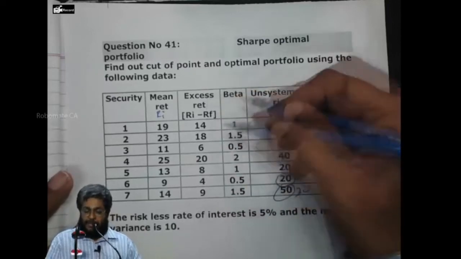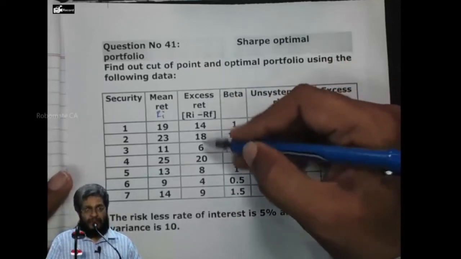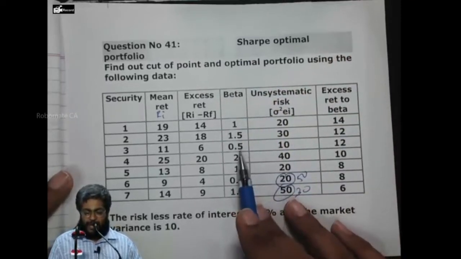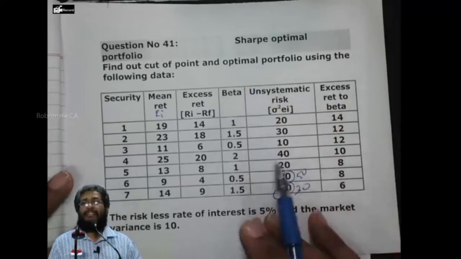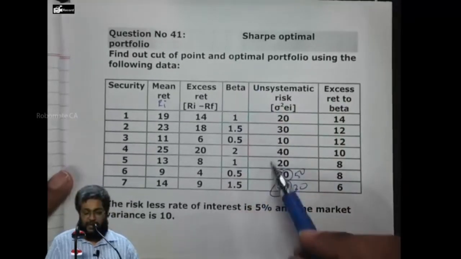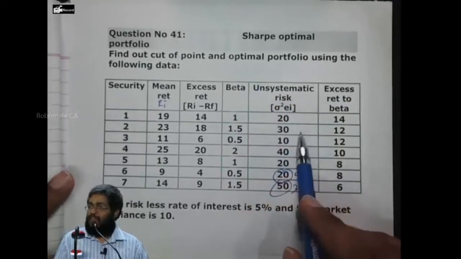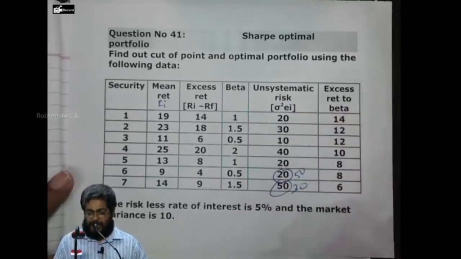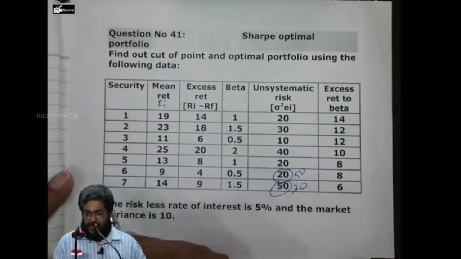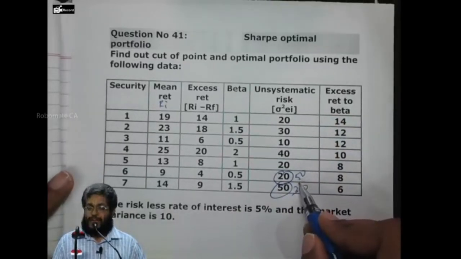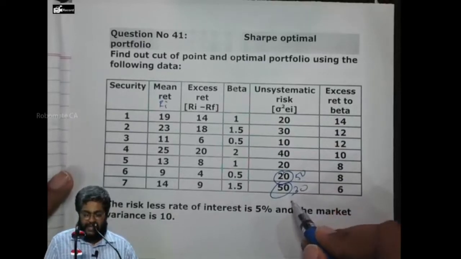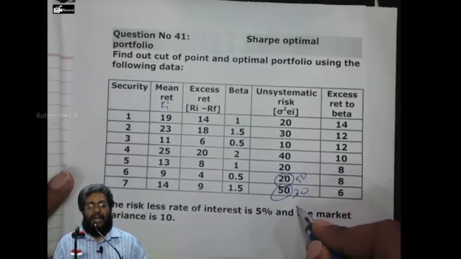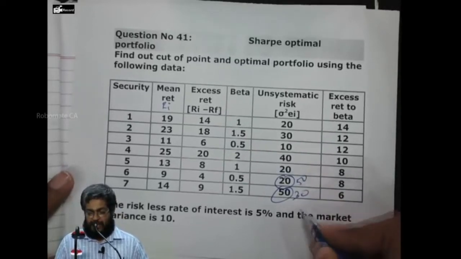Now, they have also given you the beta. The premium you are receiving is for bearing the beta. The beta of the securities are 1, 1.5, 0.52, etc. Can I proceed or not? Now, next is unsystematic risk, which you call sigma EA square. We know how to calculate it, right? So the question has given you the unsystematic risk. Make a small change, typing mistake. 6th security, make it as 50. 7th, make it as 30. Security 6 is 50, and 7 is 30.